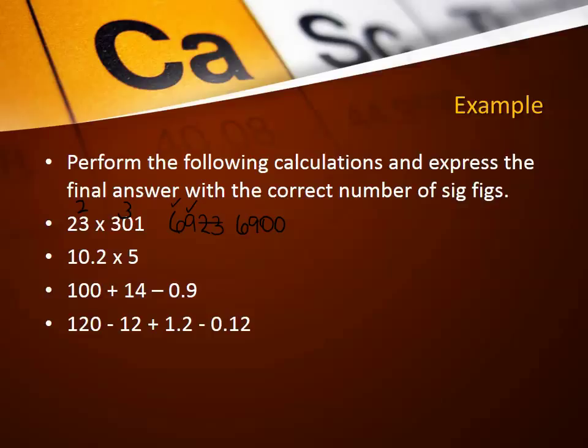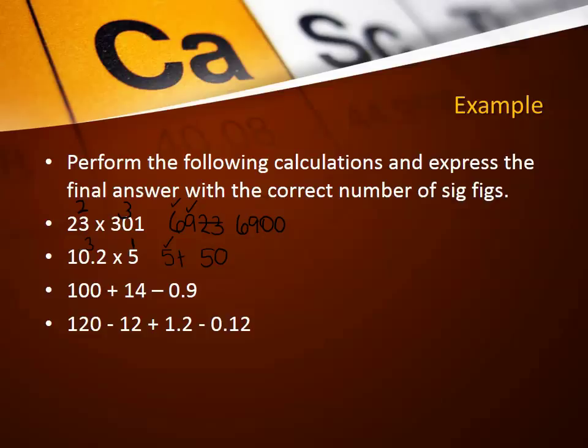10.2 times 5 gets us, I believe, 51. We have 3 sig figs here and only 1 here. We have to round to that, which gets us 50.